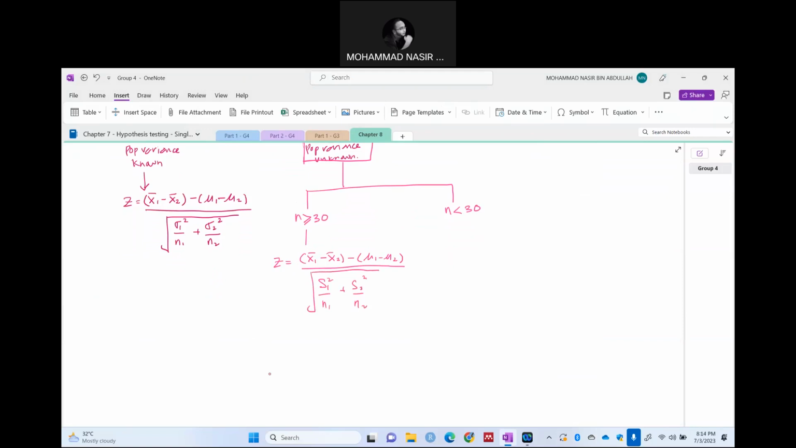Okay, this is the condition where we have unequal variance and the sample size is large, right? We decide the sample size is large when n is more than or equal to 30, right? So when n is less than 30, there will be two conditions: whether we assume the population variances are equal or the population variances are unequal, right?